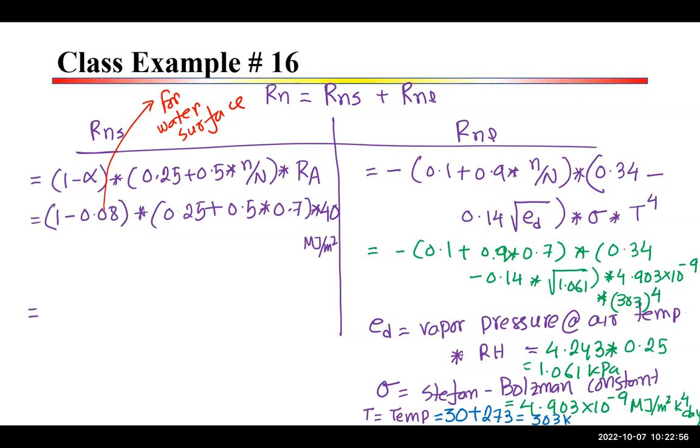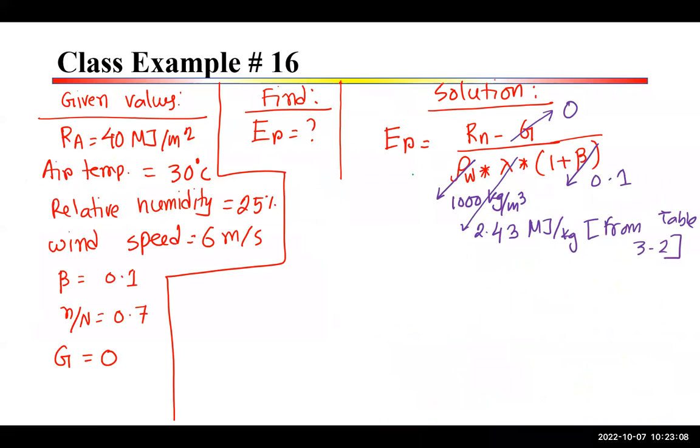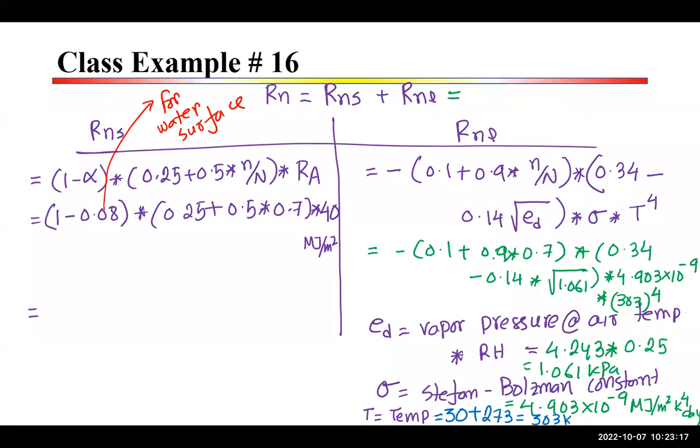Now your task is, we did everything on the board. You will find out what is the Rn, and once you have the Rn, you will use this equation to find out what will be the final evaporation. Okay? So this is the part you will do by yourself. I will check with you after 5 minutes. So you will give me the very final answer.